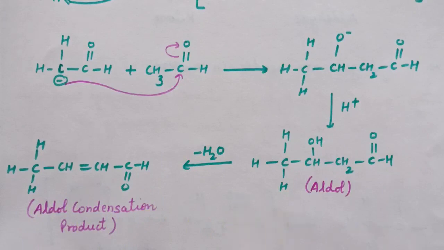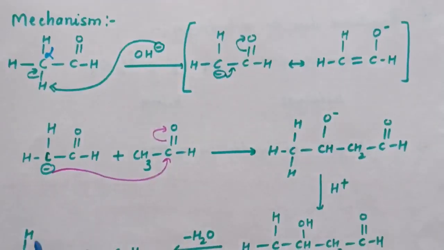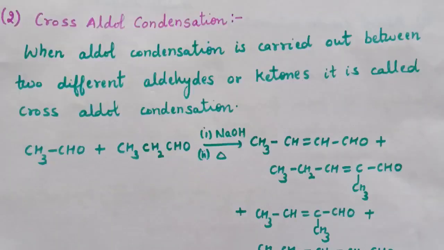So the condition for aldol condensation is that the aldehydes or ketones have at least 1 alpha hydrogen, in the presence of dilute NaOH or KOH, that is, in the presence of dilute alkali. Only those aldehydes and ketones having alpha hydrogen will undergo the aldol condensation reaction. So here the reaction is taking place between two ethanal molecules, and this is known as self-aldol condensation reaction.